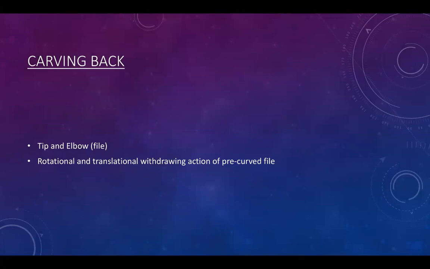Carving back is the second technique we use. A file essentially has a tip and an elbow. The elbow has activated flutes, which cut the dentin. The carving back technique is the rotation and translational withdrawing action of a pre-curved file against the dentinal walls. This brings the dentinal debris out after irrigating, and it essentially pre-flares to avoid issues such as transportation of the foramen, blockage, and incorrect path, which could lead to perforation.